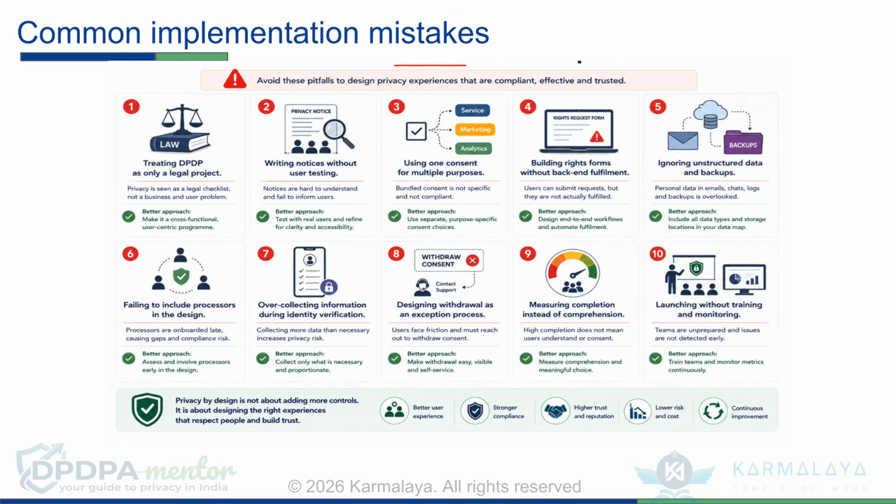The fourth is building a front-end rights form without creating the internal capability to find and action data. The fifth is ignoring unstructured data. Personal data may exist in email, documents, spreadsheets, call recordings, logs, and backups. Another mistake is excluding processors. If the organization instructs a processor to delete or update data, the processor relationship and technical workflow must support that instruction. Finally, organizations often measure whether a control is deployed rather than whether it works. A privacy program should measure actual outcomes.